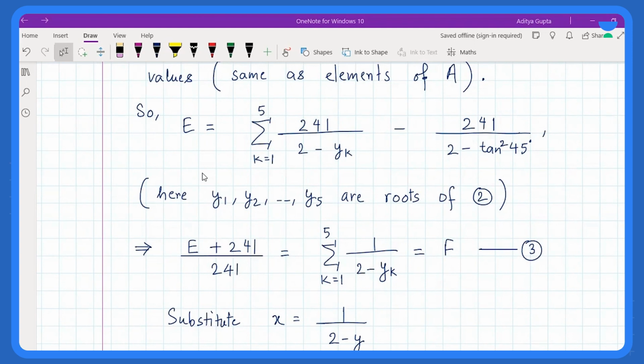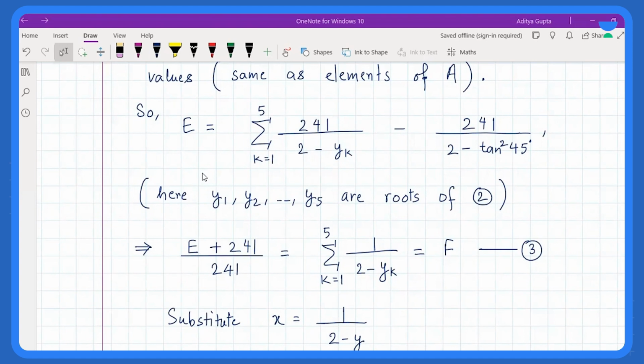Now we are using a very important technique. Whenever we have to find the sum of roots, or whenever we have to form an equation whose roots are some function of the roots already of an equation, then we simply substitute that function as another variable x. This is the technique which is taught in quadratic equations as well as polynomials chapter, right? So since I want to find an equation having the roots 2 minus y1, 2 minus y2, 1 upon 2 minus y1, 1 upon 2 minus y2.